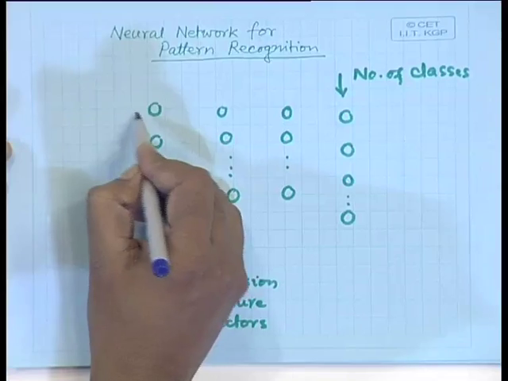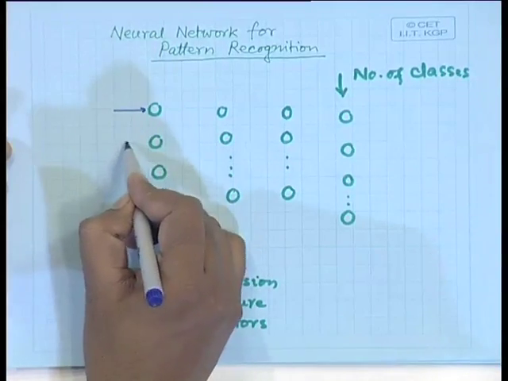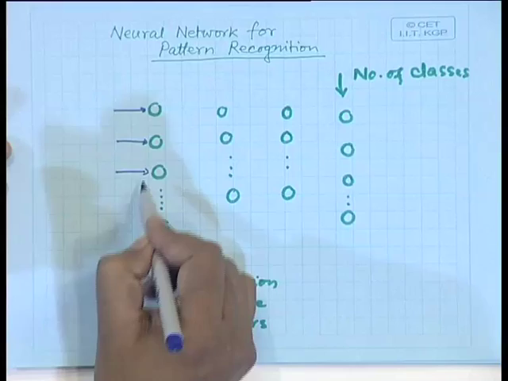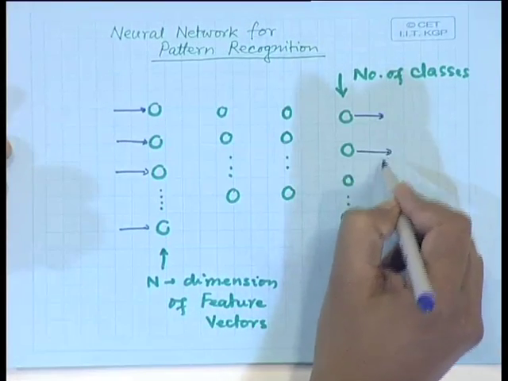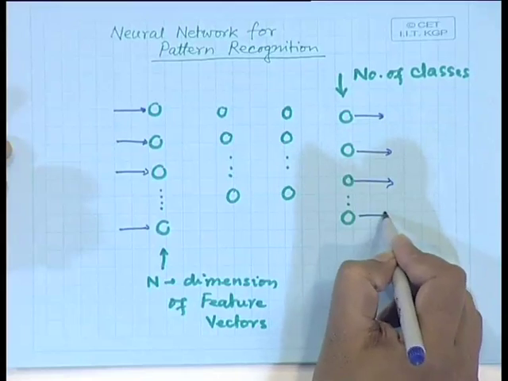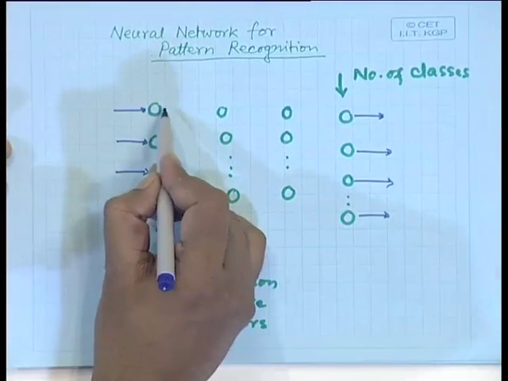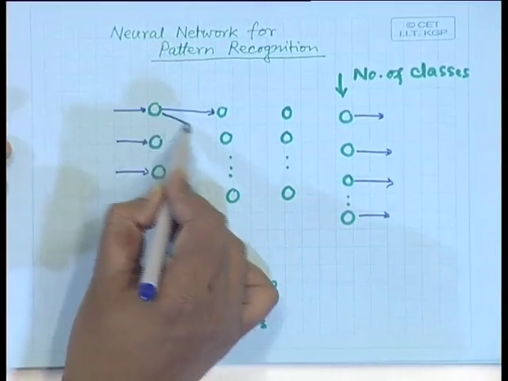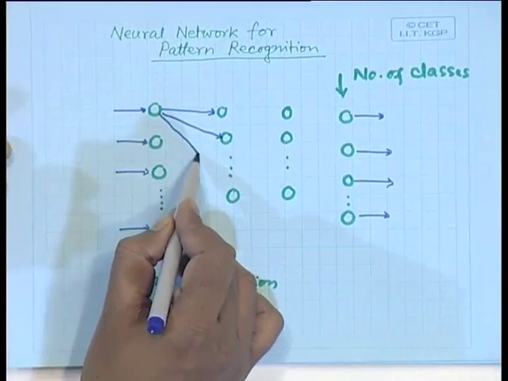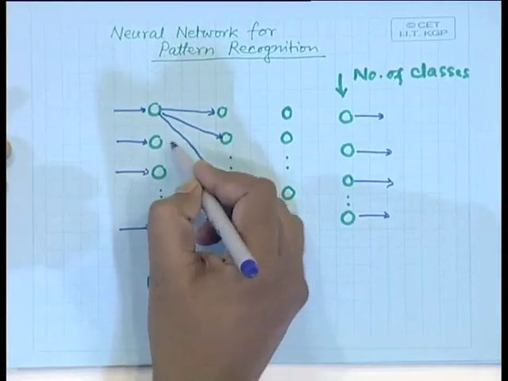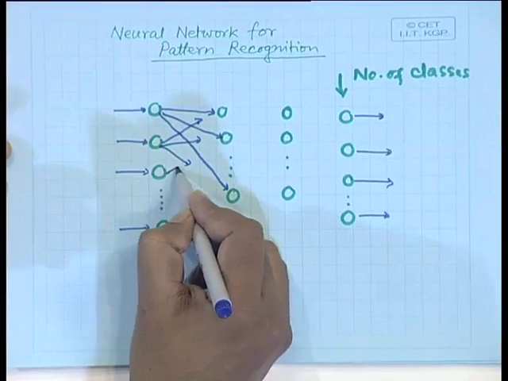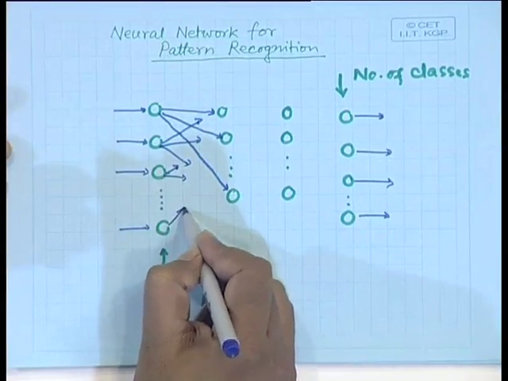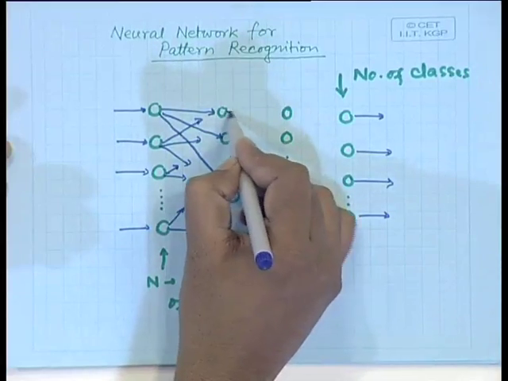What we do is feed the feature vector to the input layer and get the output from the output layer. Every node of the input layer is feeding the input to every node in the layer above it. So, it goes like this. Similarly, here.